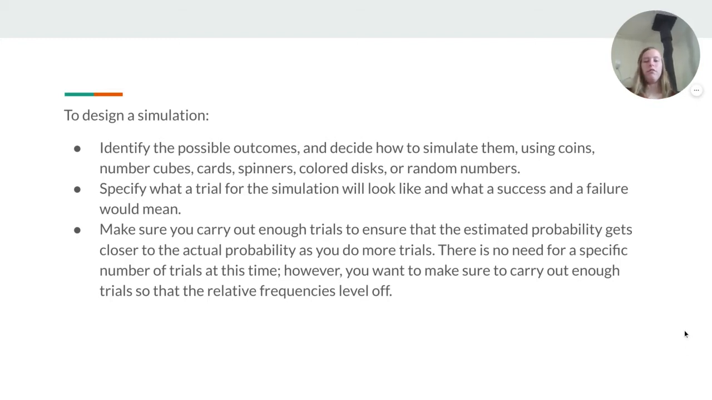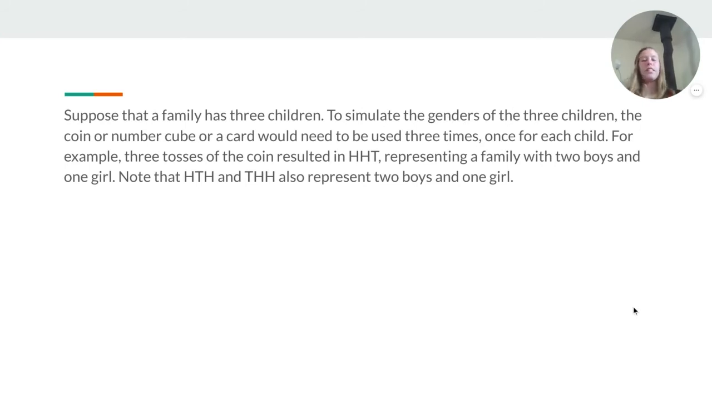Okay? So, suppose that a family has 3 children. To simulate the genders of the 3 children, the coin or number cube or a card would need to be used 3 times, once for each child. For example, 3 tosses of the coin resulted in heads, tails, heads, representing a family with 2 boys and 1 girl. So heads is boys, tails is girls. Note also that HTH and THH also represent 2 boys and 1 girl. So just because you got one thing one way doesn't mean that that's the only option.